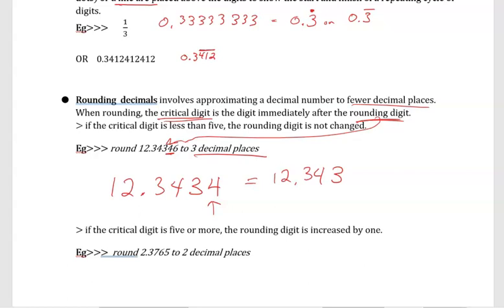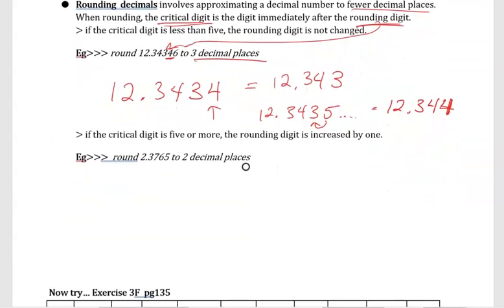But if I had 12.343 and was followed by a 5 and more numbers than that, what would it round to? 12.344. The critical digit is going to push that 3 to go 1 higher. So that's what we call rounding up. The number after the number you round to is the critical digit. If it's 4 or lower, you keep that rounding digit the same. If it's 5 or 6 or 7 or 8 or 9, that pushes that rounding digit up.